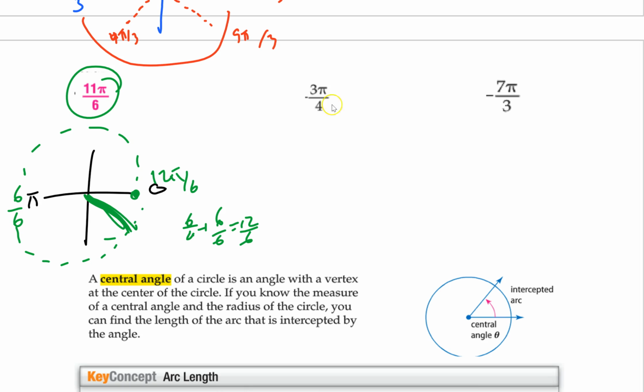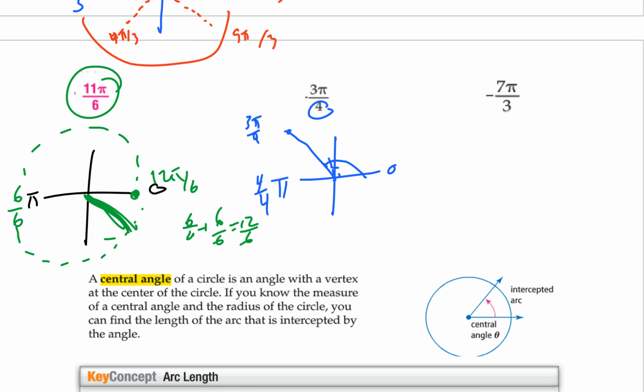Look at the next one. It says 3 pi over 4. We'll just roll fast. Here's 0, here's pi. Common denominator, 4 over 4. We're going this way. I only want 3 pi over 4. We haven't reached it yet. It's a little short. So that's 3 pi over 4. So that's what 3 pi over 4 is.